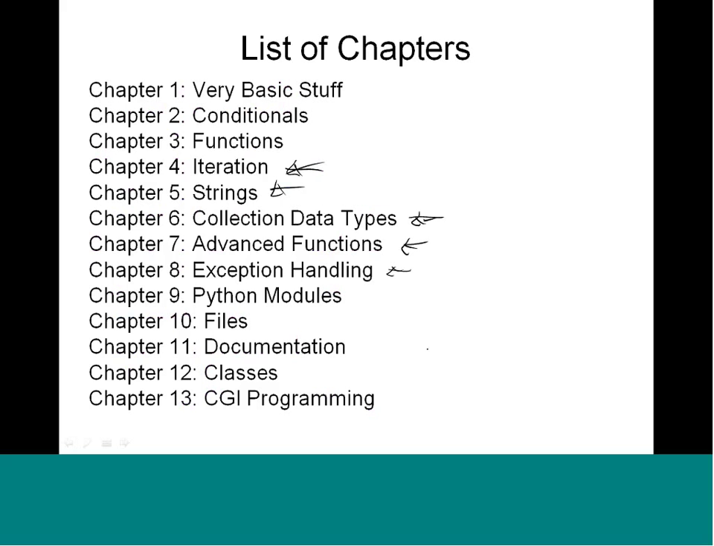exception handling. Then we will cover the Python module. One thing is why this is important, we will come to know in a short while, and we will talk in more detail later on. Then we will look at some of the Python files, the documentation, classes. Again this is another key topic, why do we do this, and then CGI programming. So these are the main topics that we will be covering in this section of our class.